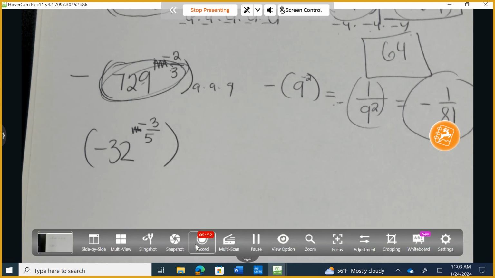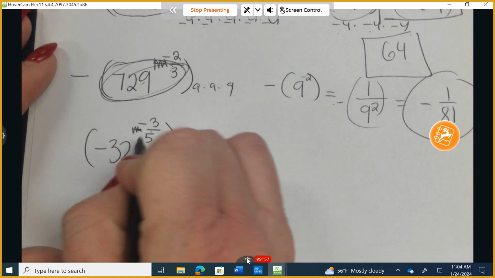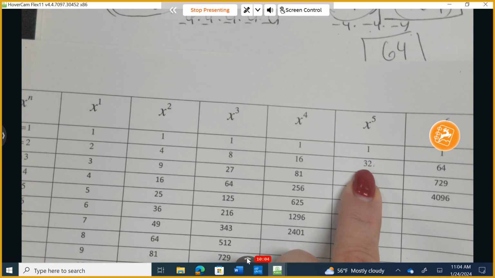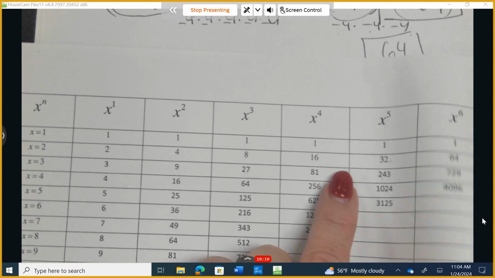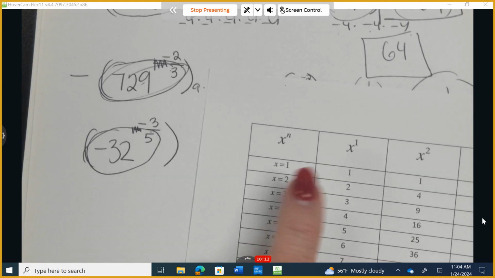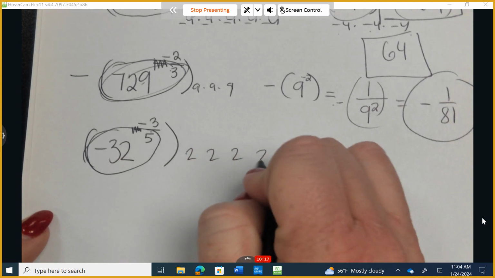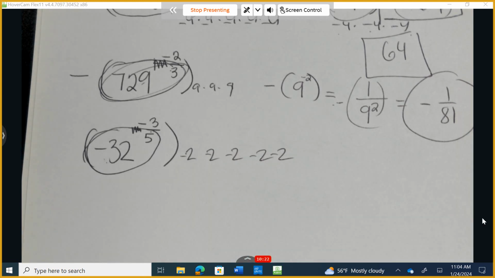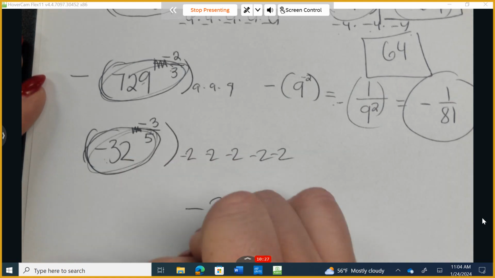So I've already moved the negative sign that was with the rational exponent up top. I'm going to go to column 5 and locate 32. This tells me that 2 times 2 times 2 times 2 times 2, 5 times, is 32. But I want a negative 32. Well, that works because there's 5 negatives. 5 is an odd number. So this portion right here is negative 2.